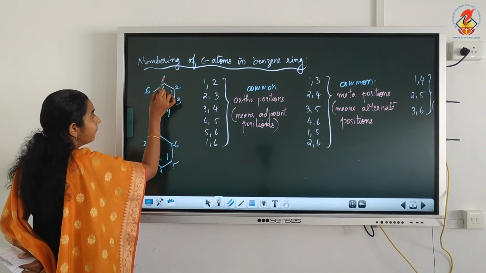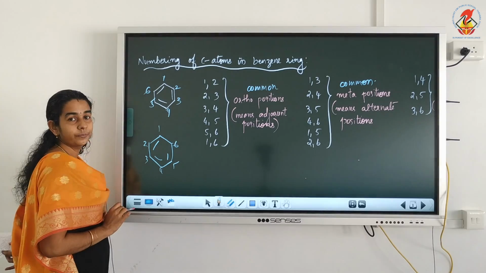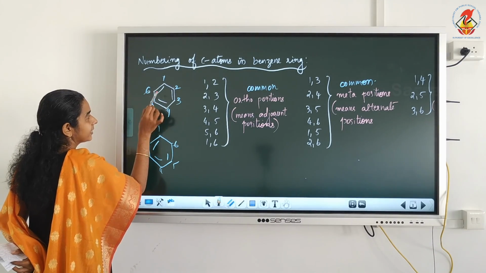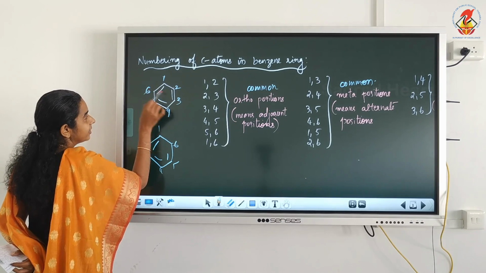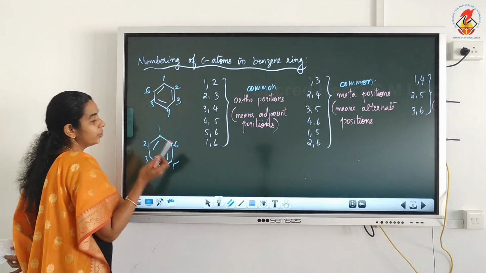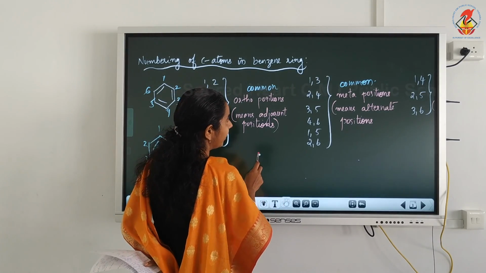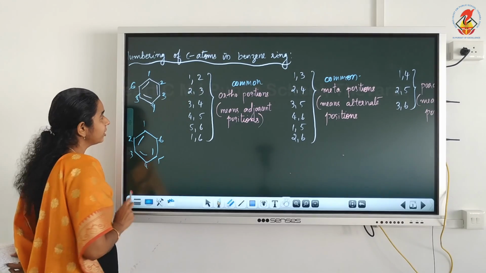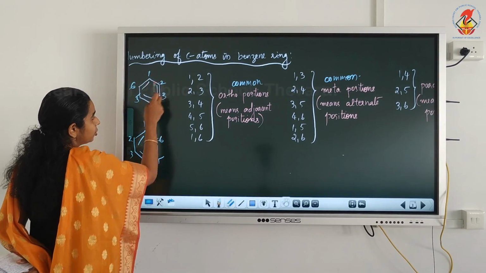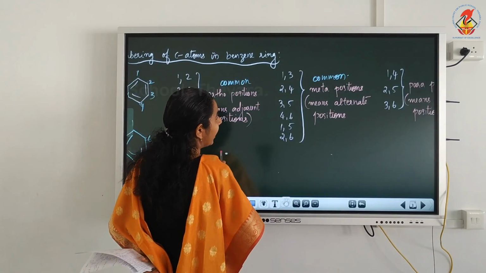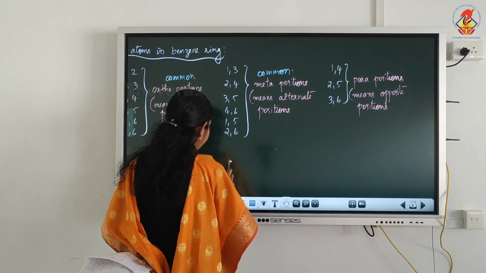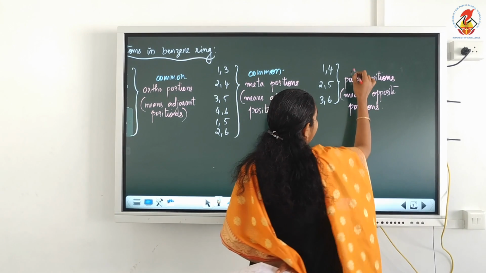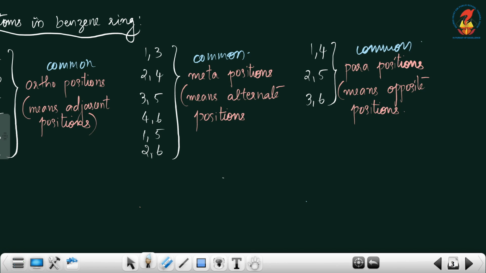Now, positions 1 and 4, 2 and 5, 3 and 6. Okay, then these are called as opposite positions. 1 and 4 are opposite positions, 3 and 6 are opposite positions, 2 and 5 are opposite positions, and these opposite positions are called as para position, and para is also a term that we use in common system.